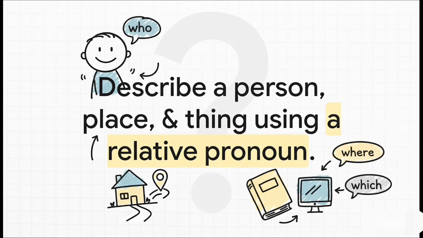So, I've got one final challenge for you. Right now, think of a person you admire, a place you absolutely love, and an object that's important to you. Can you describe each one in a single sentence using a relative pronoun? Go on, give it a try. This is how you take what we just talked about and make it a real permanent part of your English toolkit.